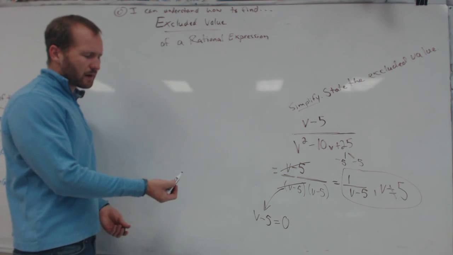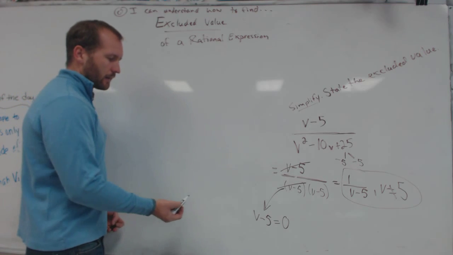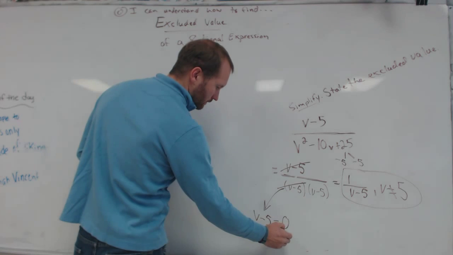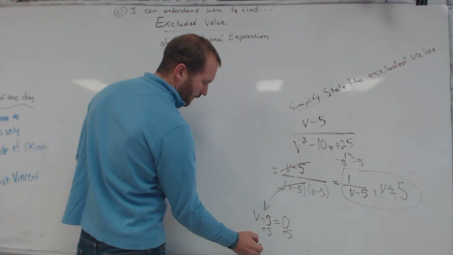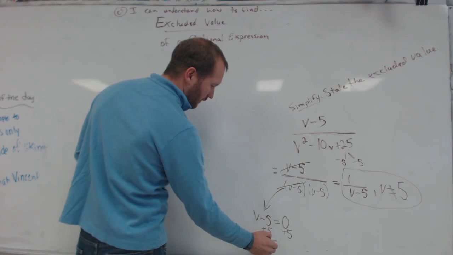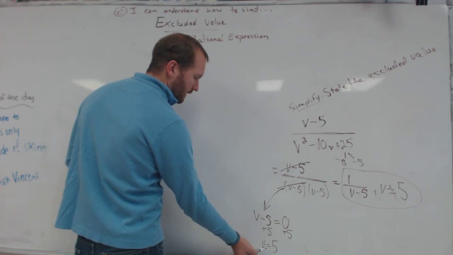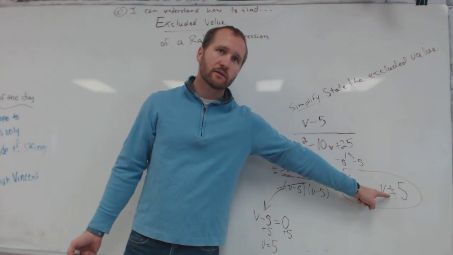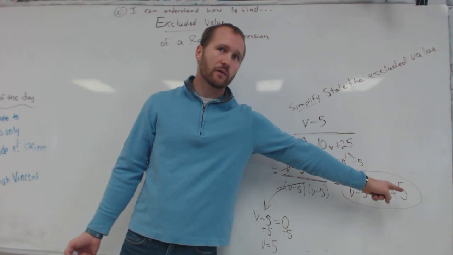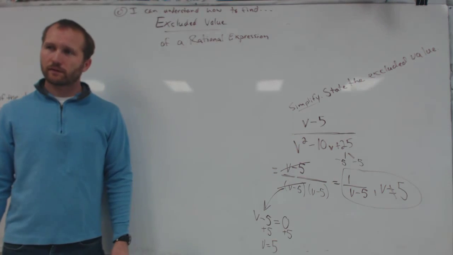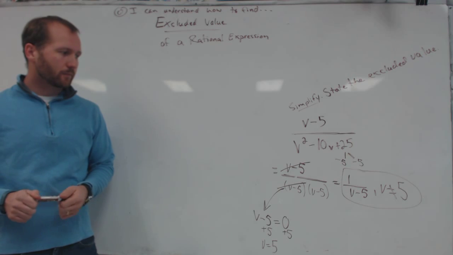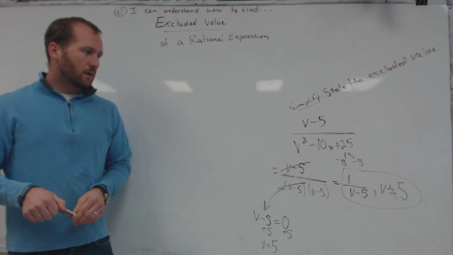So when does v minus 5 equal 0? And then you add 5 to both sides of this equation. Right? So v equals 5. This equals 0 when v equals 5. So my excluded value is v cannot equal 5. I'll just simply reverse that.